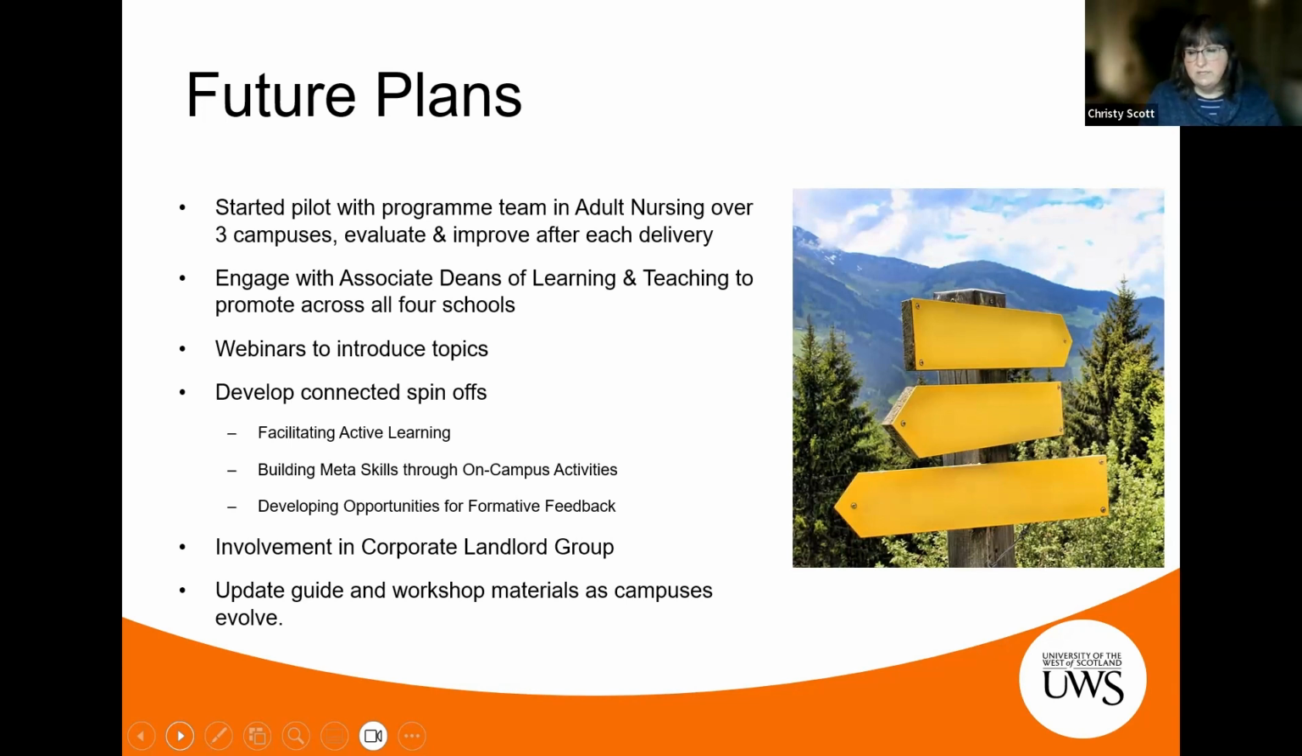And we've got a number of connected spin-offs that we've got in the pipeline, and the facilitating active learning one is already drafted because it was requested in the adult nursing team. So we've drafted and piloted that one as well. And then the two others that we've had informal requests for: the meta skills, so building meta skills through the activities that are run in module teaching, and that will be complementary work alongside our Aspire program that develops meta skills as well. So we'll take input from that and help to feed back and forth.